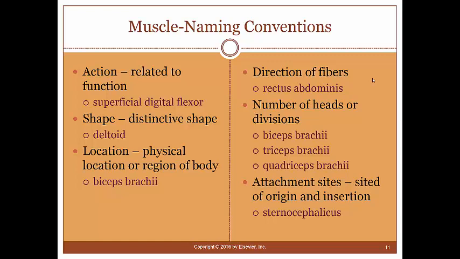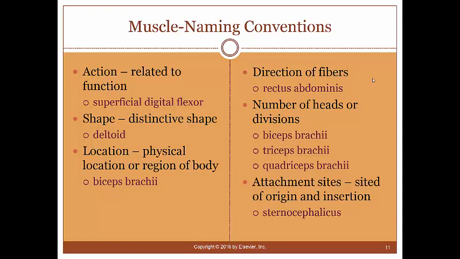We can name them over shape. So we have the deltoid muscle, and so it is triangular in shape like a delta, and so we call that muscle the deltoid. It can be over location or a region in the body. So the biceps brachii. Biceps brachii ends up being in the area of the brachium, or where the humerus is in the upper arm. So brachii is a location.